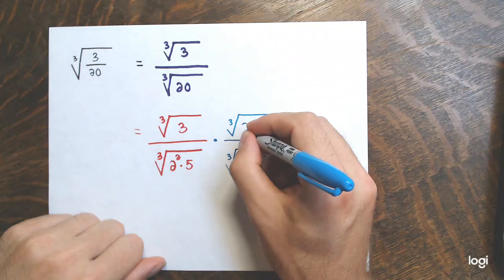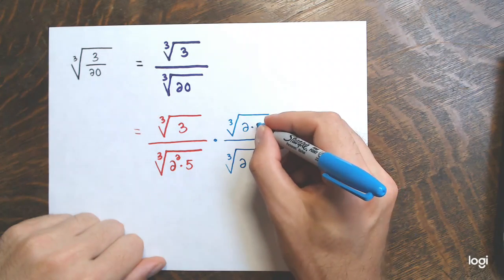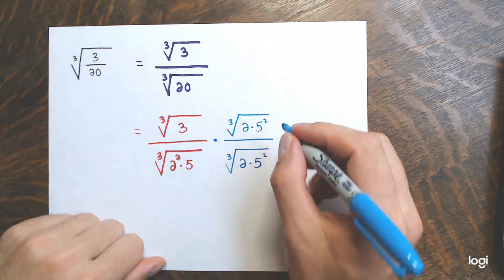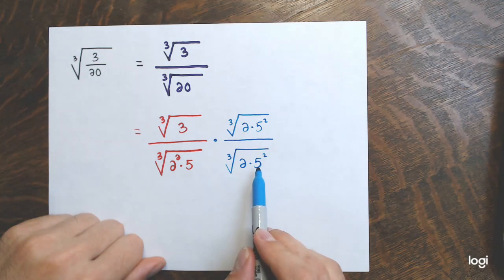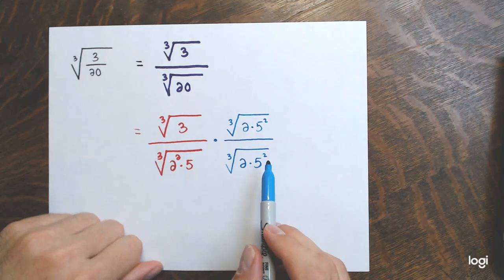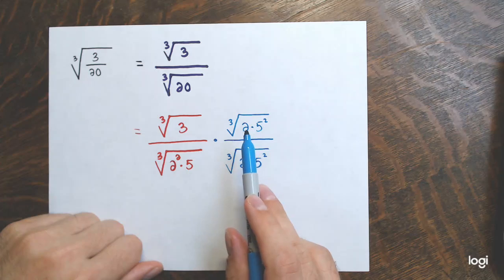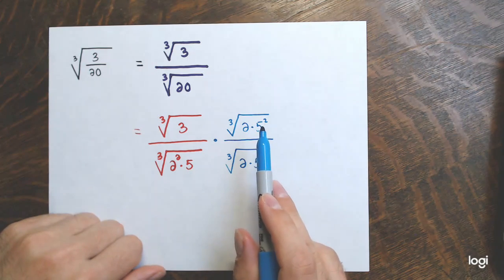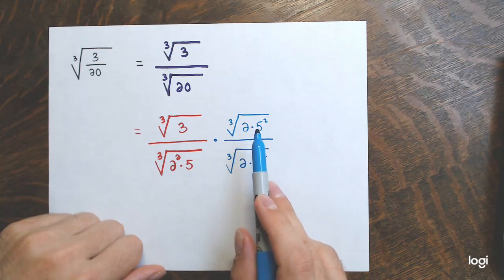So I do the same to the numerator. Right? Multiply by the cube root of 2 times 5 squared. And 2 times 5 squared, that would be 50. Right? So this is the cube root of 50. 2 times 25. Right? You do the 5 squared first. Remember, you do exponents first before multiplication.